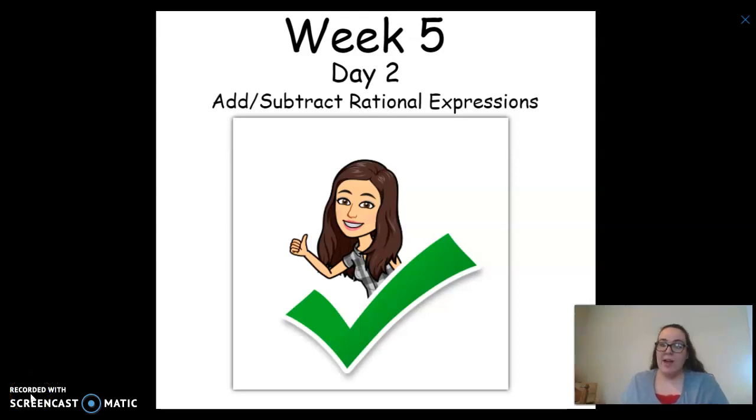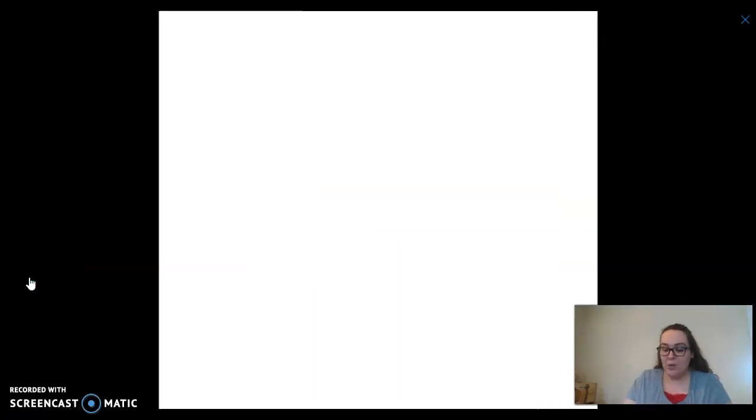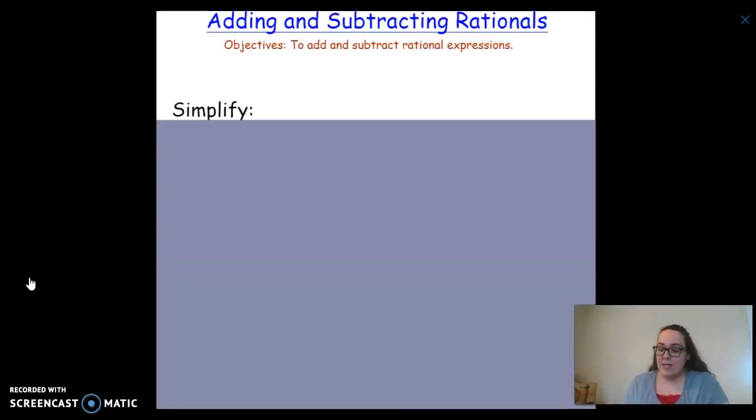Alright, week 5, day 2, still adding and subtracting some rational expressions. I kept it fairly simple when I did the day 1 lesson, meaning there was no factoring really that needed to be done. There was some multiplying and that kind of stuff, but no factoring. So that's where you're going to see some differences today. Okay, so we are still adding and subtracting rational expressions.